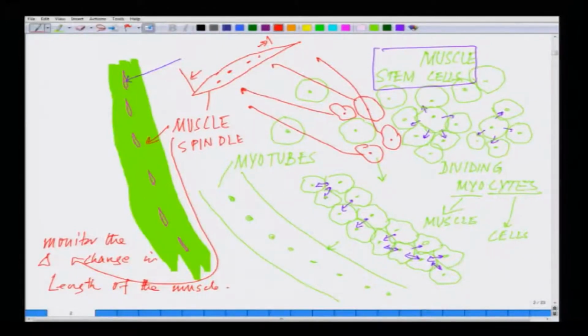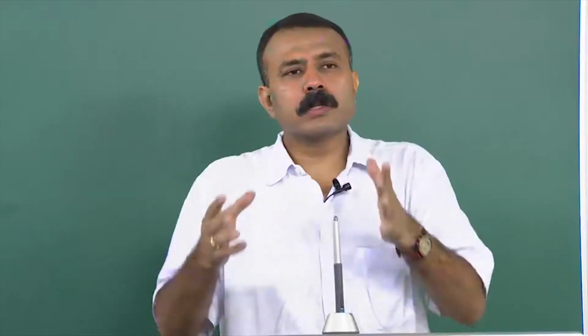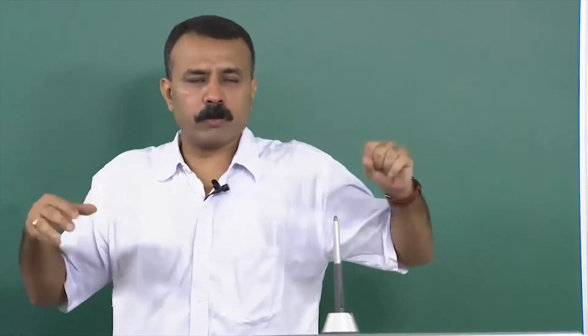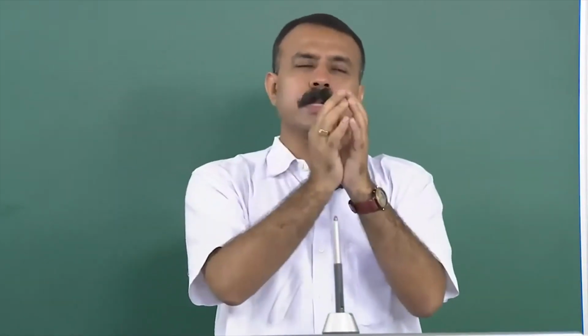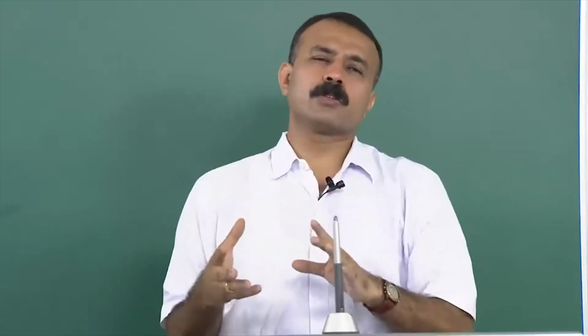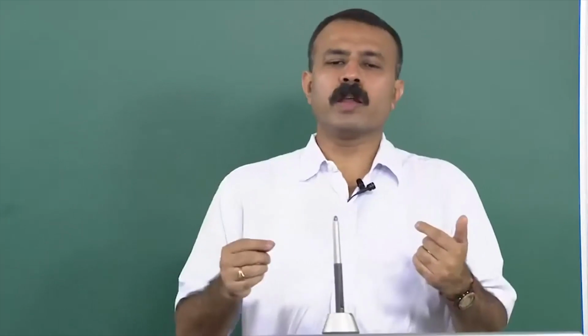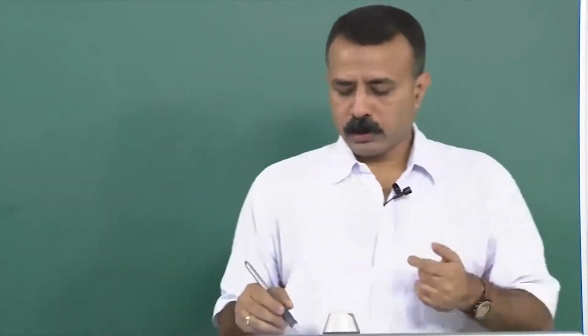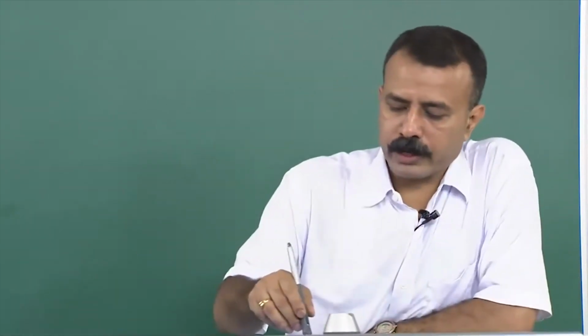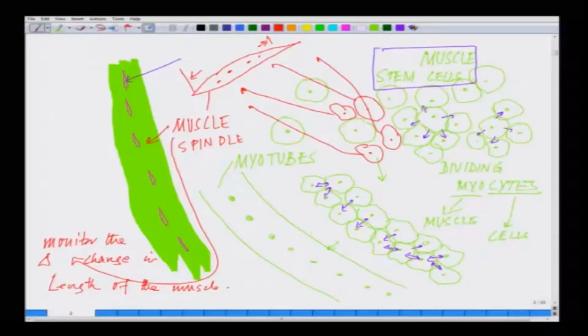There is another theory, and that theory is even more interesting. It says that the muscle starts developing from a common root. There is a pool of stem cells which are destined to become muscle. They become myotubes, but at the myotube level, some of the myotubes go for a different fate, and those myotubes eventually become muscle spindles.